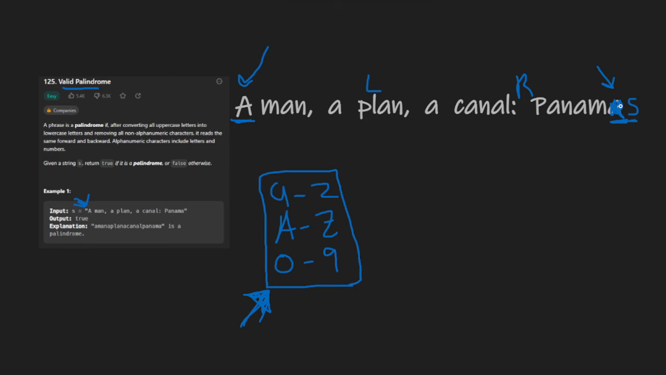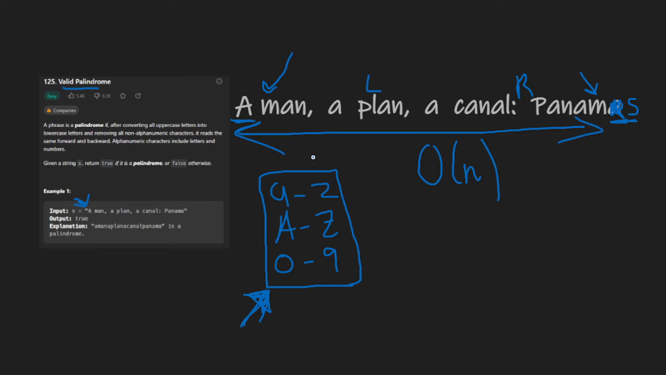And that's it. If they're the same, then we just increment both pointers, right? So that's the idea. This will be a time complexity of O of n, because we are just looping through the length of the input string and we have no extra memory. So let's code it up.